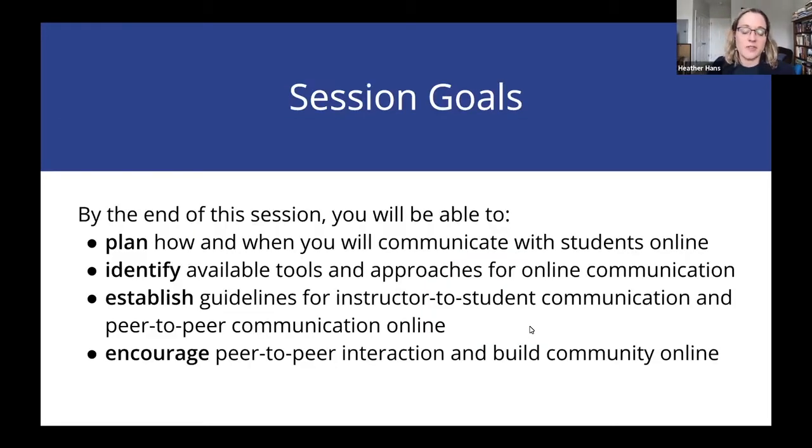So our goals for the session are that by the end of the session, you will be able to plan how and when you will communicate with students online, identify available tools and approaches for online communication, establish guidelines for instructor to student communication and peer-to-peer communication online, and encourage peer-to-peer interaction and build community in your course.